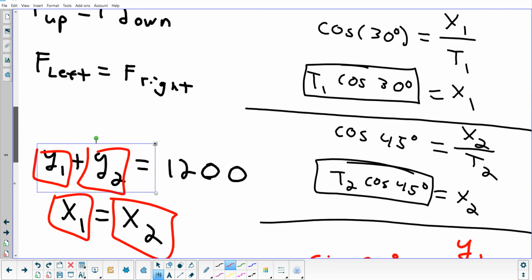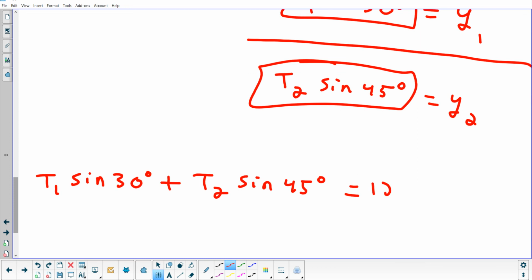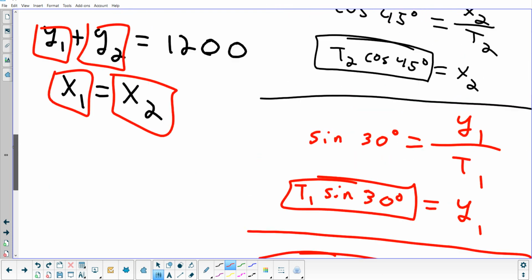What else do I have there? That equals 1200. So now look, you only have 2 variables in that equation, and you're going to have the same 2 variables in the bottom equation, just like a system.